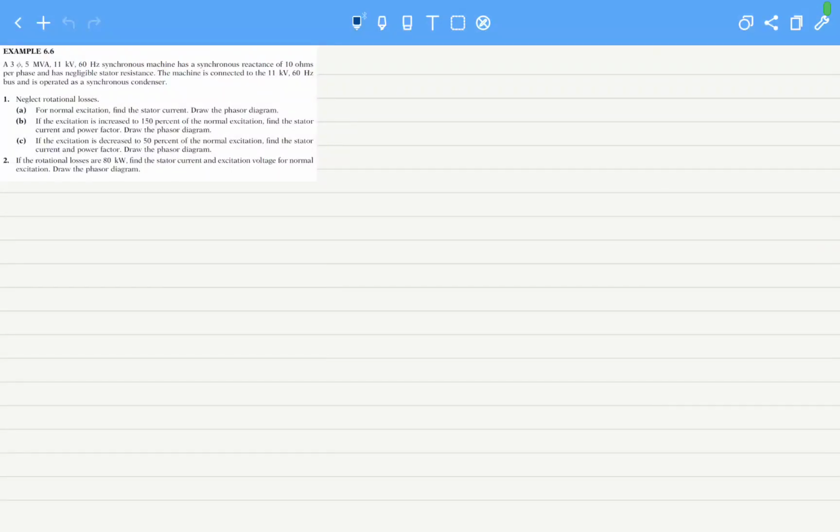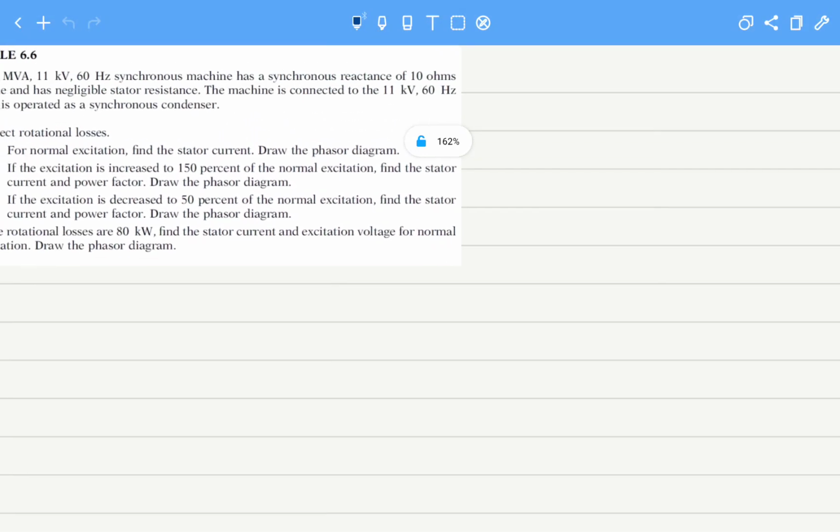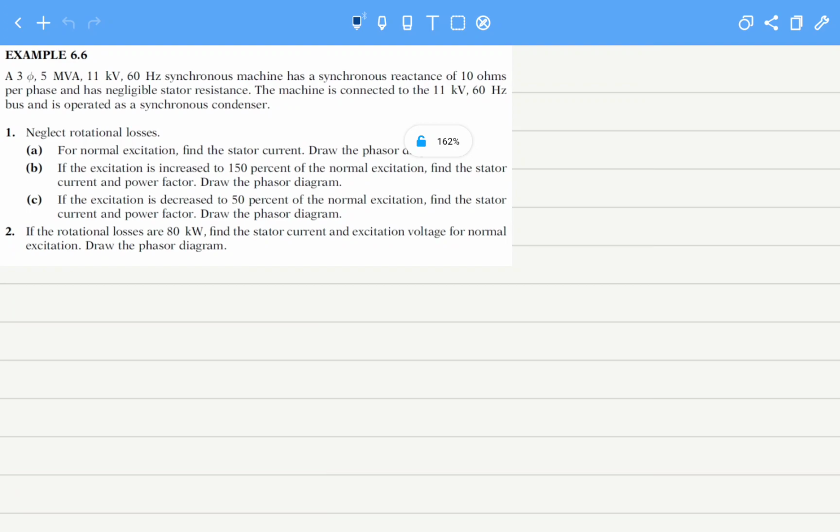The topic of synchronous machines continues. Here we have an example: a three-phase 5 MVA, 11 kV, 60 Hertz synchronous machine. It has a synchronous reactance Xs of 10 ohms, and it has a negligible stator resistance, which means Ra is 0. The machine is connected to an 11 kV, 60 Hz bus and is operated as a synchronous condenser.